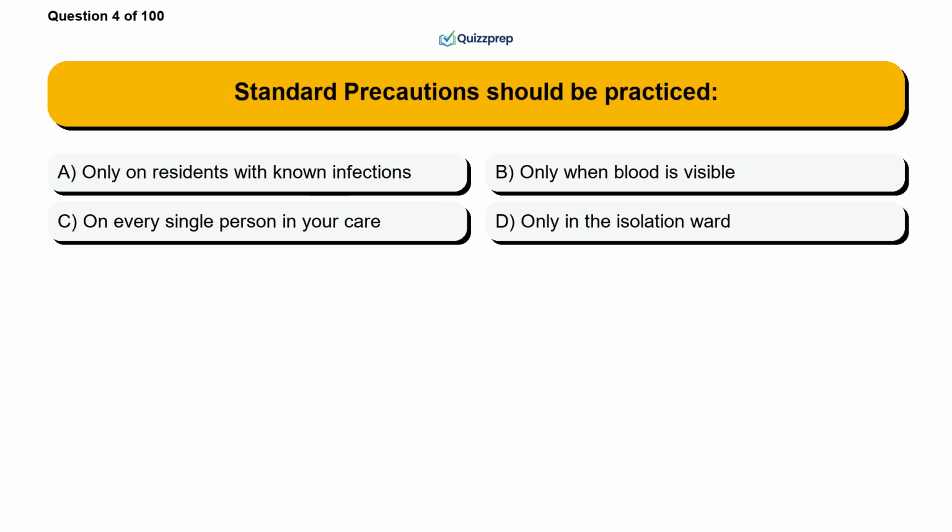Question 4. Standard precautions should be practiced: Option A. Only on residents with known infections. Option B. Only when blood is visible. Option C. On every single person in your care. Option D. Only in the isolation ward.